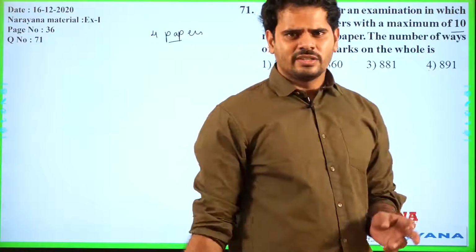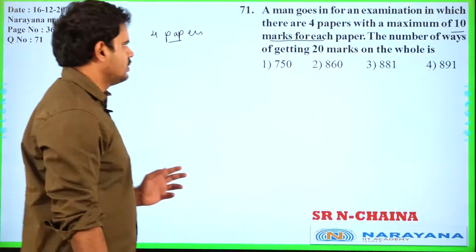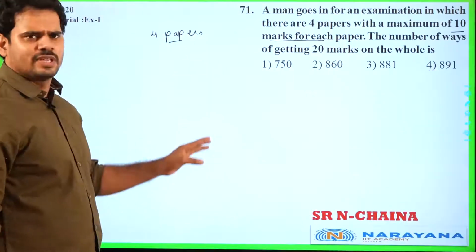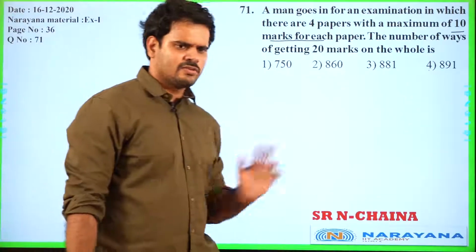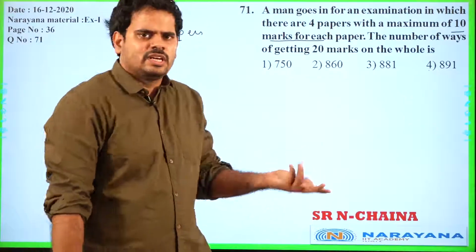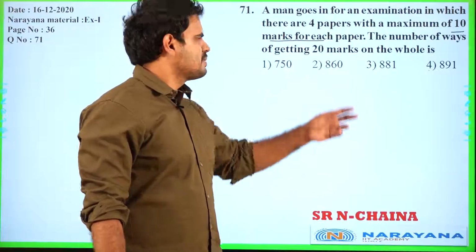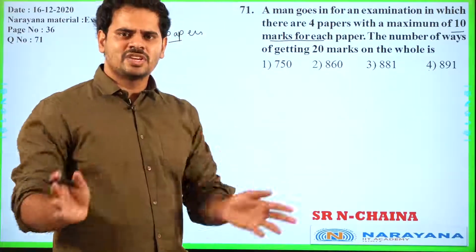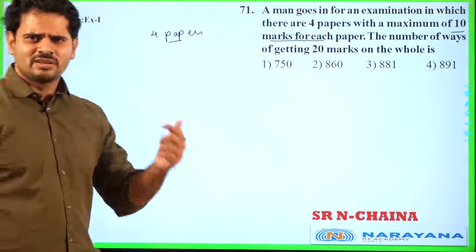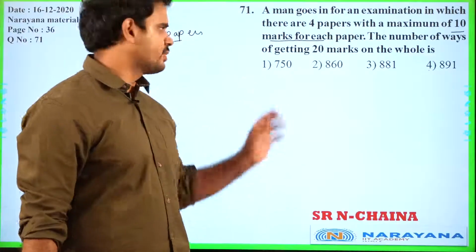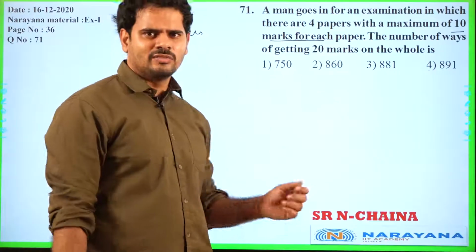So what is the idea here? By looking at it we can say that in the first paper he can get 9 marks or 10 marks or 4 marks, any marks, or even 0, no worries. In the last paper also he can get the same, but the addition makes 20. So it looks like the multinomial theorem.